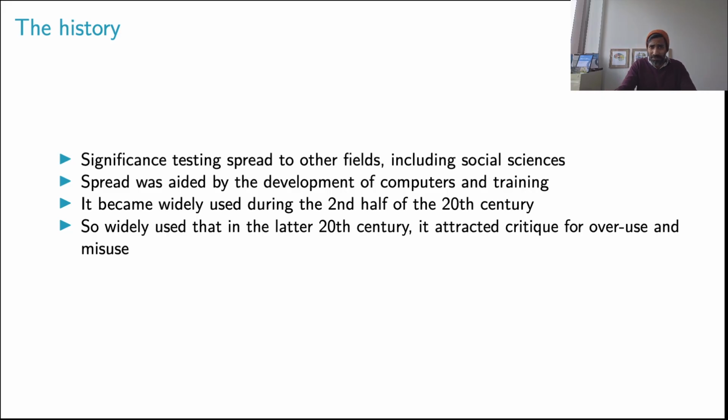So significance testing spreads to other fields, including social sciences. And that spread was aided by the development of computers and training. I mean, think about when we've conducted our multiple linear regression analyses, exploratory factor analyses, it's literally clicks of a button to conduct it. You get a significance test and you can see the effects that are there. So it's very accessible to conduct this sort of testing. It became widely used during the second half of the 20th century, but so widely used that in the latter 20th century it attracted critique for overuse and misuse. And we'll talk a lot about this in this lecture.